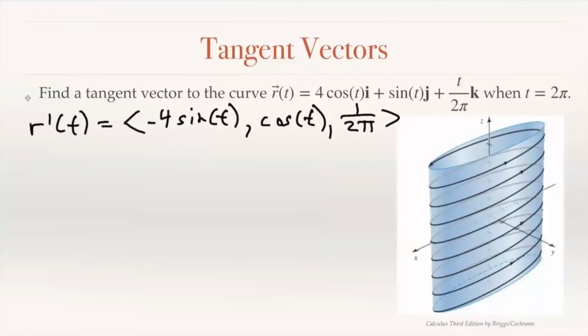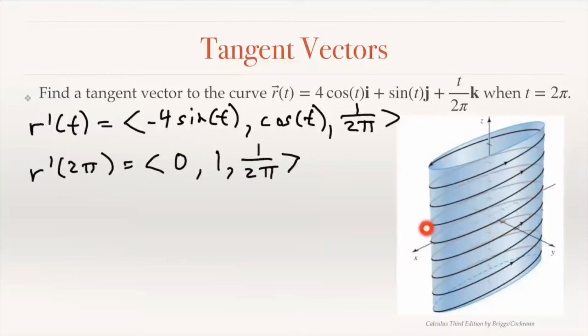And when t is 2 pi, okay, well, sine of 2 pi is 0, cosine of 2 pi is 1, and this stays 1 over 2 pi. Okay, and at the point 2 pi, that means that we have done 1 revolution, and we are right there. That x direction, that y direction is the green, and that red direction is the z.